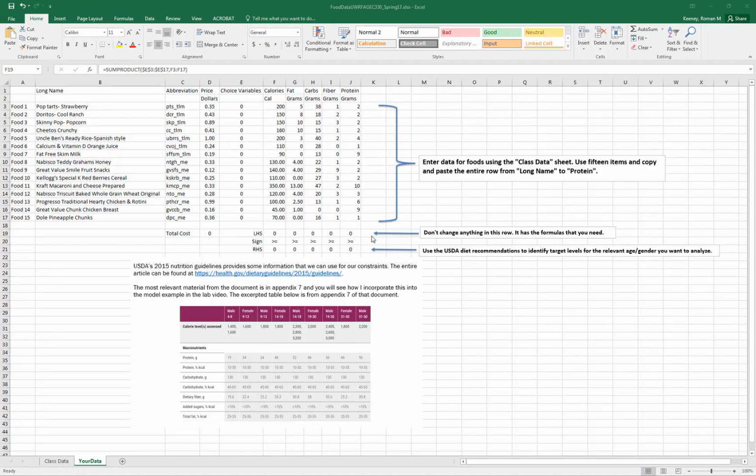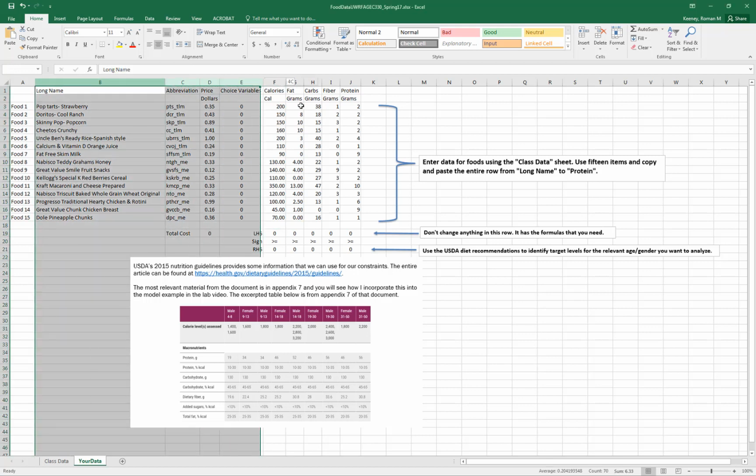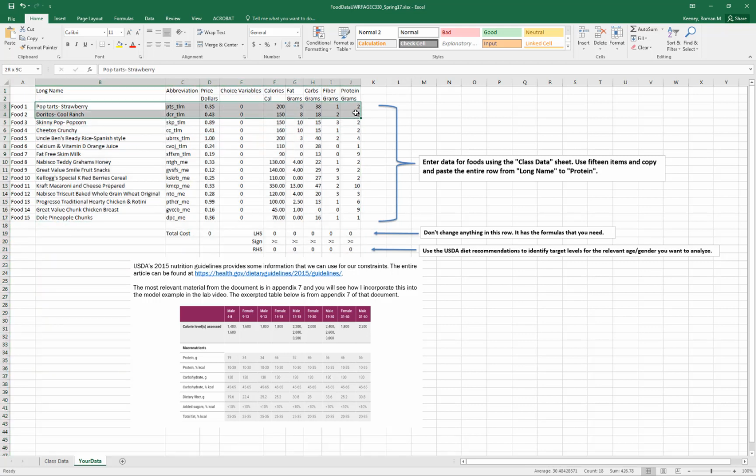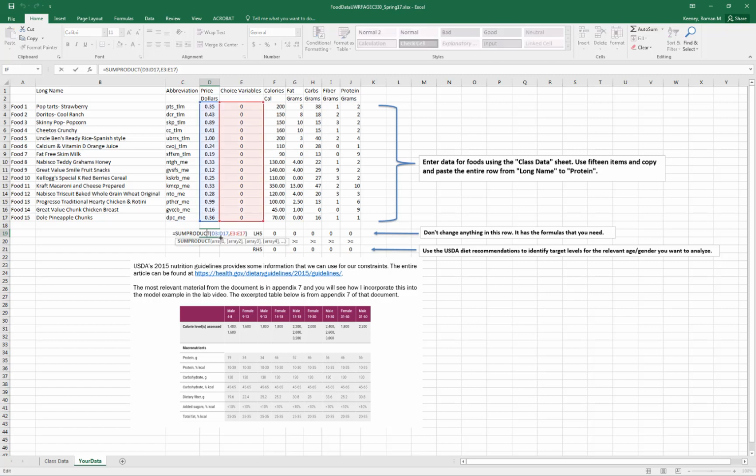Okay, so now I want to walk you through the spreadsheet just a little bit. So again, I'm on the Your Data spreadsheet, and I've already copied in, so in these columns, I've already copied in my 15 foods, copied the entire row over to here, and then I told you there were going to be formulas already entered for you, and so let's start right here with the total cost. So this formula is already in the spreadsheet, it's supposed to be there. And if we highlight it here, you can see that, or you can look up here, whichever is, I guess they're the same size. It uses the SUMPRODUCT formula.